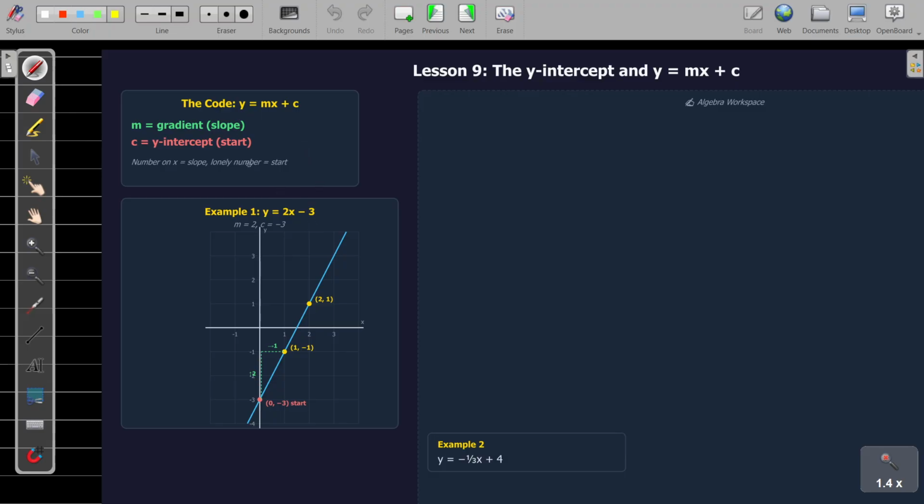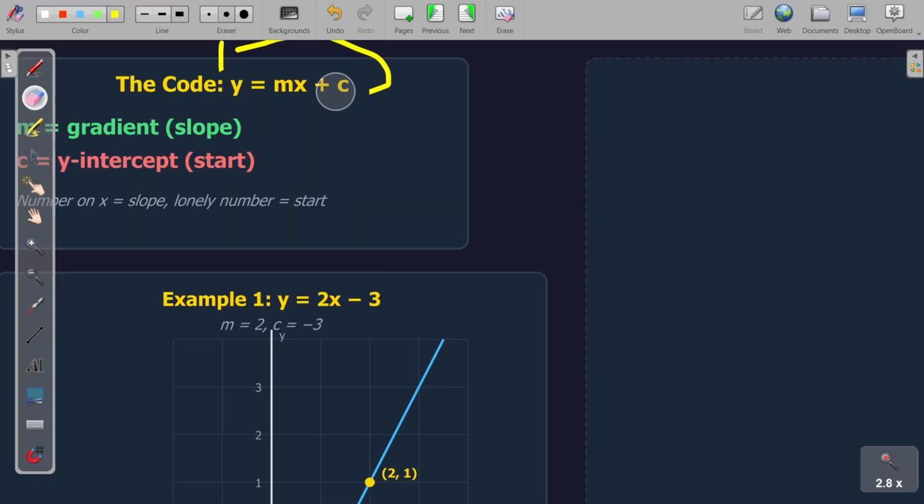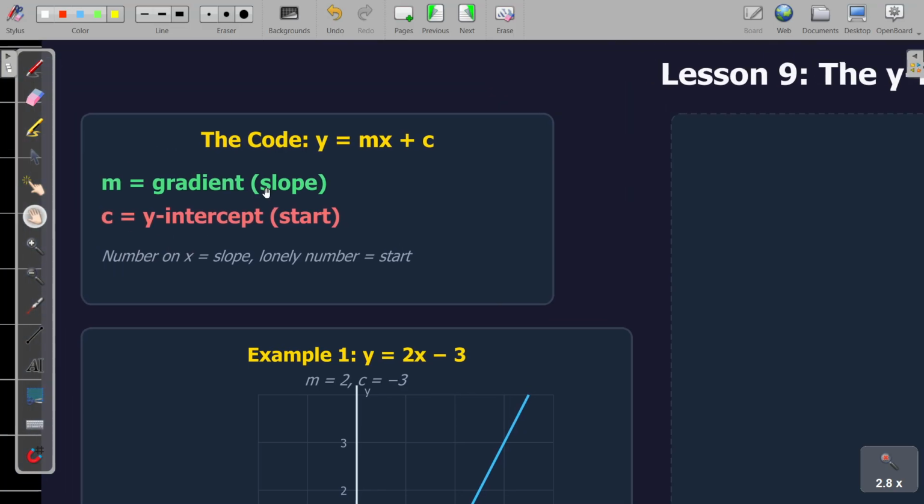Now, this right here, let me just circle around this. I'm actually going to delete this, it looks horrible. So when you look at this, this is the most important equation in coordinate geometry. Any straight line can be written in this format, period. The y and the x are just coordinates, but the m and the c are the secret code that tells you exactly what the line looks like.